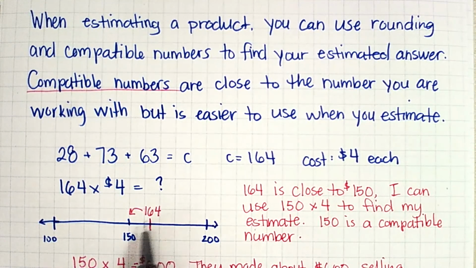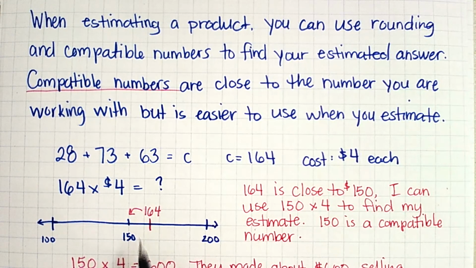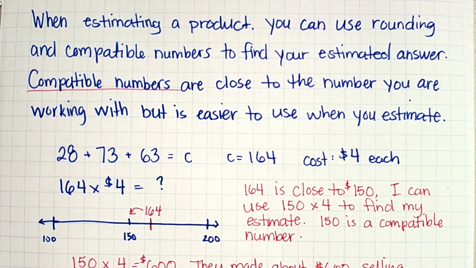So when we are estimating our answers, we can either round or we can use compatible numbers. So remember, a compatible number is a number that's close by. It's not your exact number, but it will help you get to your answer or close to your answer a lot more quickly than if you were working with the exact numbers and having to stack and multiply that way.